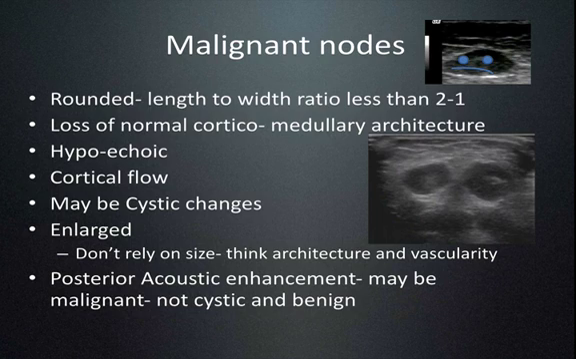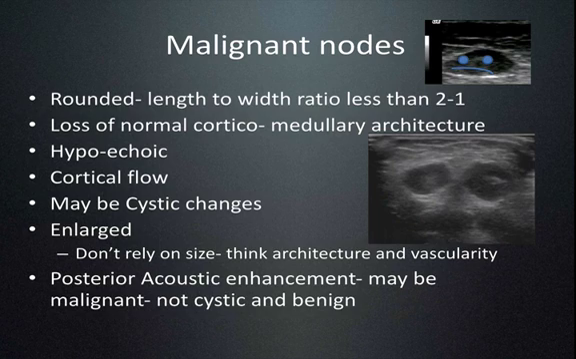Well, let's consider the architecture of malignant nodes. Oftentimes, malignant nodes are not oval as a normal node would be, but rounded, with a length to width ratio of less than 2 to 1. There's also loss of the normal corticomedullary architecture. In other words, you can't tell the hilum from the cortex. Oftentimes, they're hypoechoic, but this is not universal.